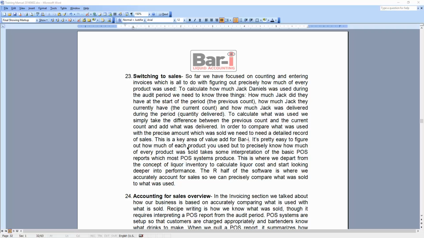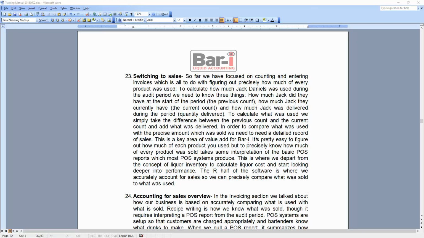So all those three things tell us what we've used, but the point of our business is to compare usage to sales. In order to compare what was used with the precise amount that was sold, we need a detailed record of sales. This is a key area of value add for Bar-I. The reason being that it's pretty easy to figure out how much product you've used by doing the calculation with those three things we just explained. But precisely how much of every product was sold typically requires some interpretation of a basic point of sale report, which is produced by most systems.